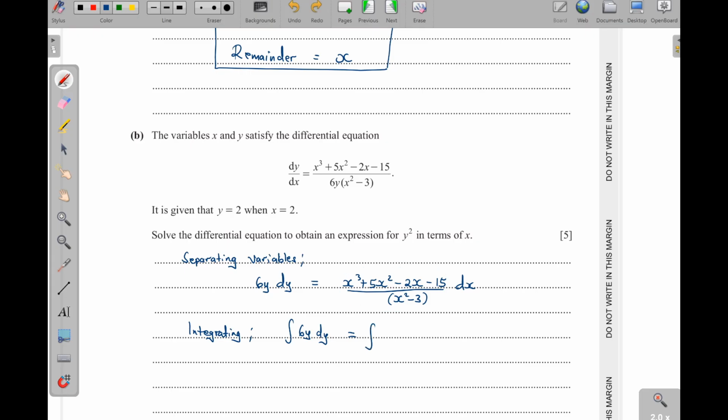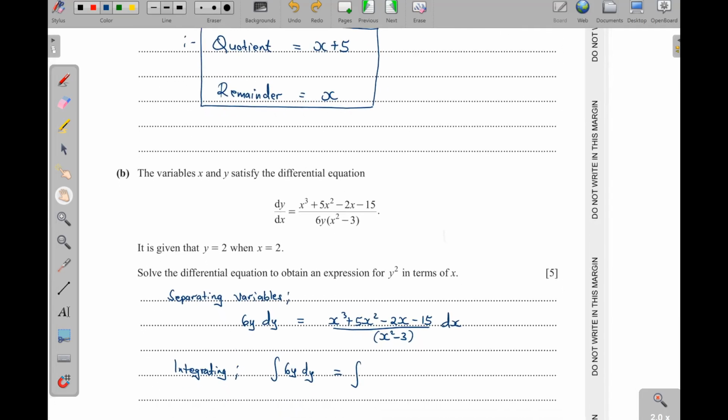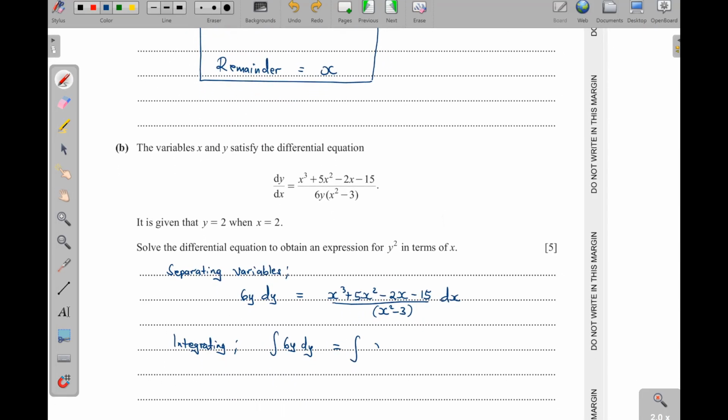We got the quotient as x plus 5, then plus the remainder x, out of this x squared minus 3. So that is what we are going to have there. Remember, when you say x over 2 is the same as 3 plus a half, 3.5, you get it? This is the remainder. So the same thing we have done here.